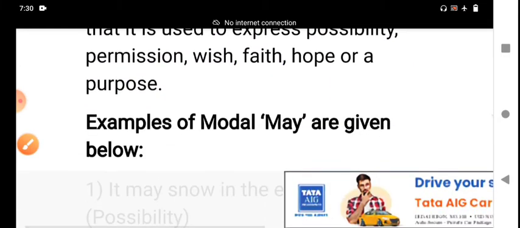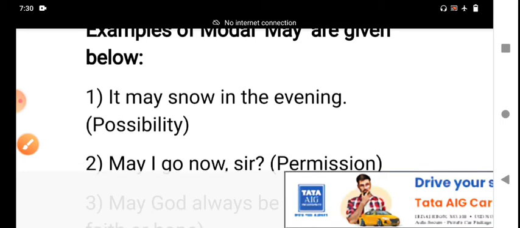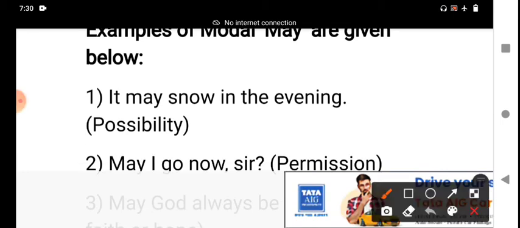Some of the examples are here. For example, it may snow in the evening. It is a possibility, it may or may not. It may snow in the evening. It is one of the examples of possibility. And may I go now, sir? It is interactive mode. I may go now, it is assertive mode. It may snow in the evening.